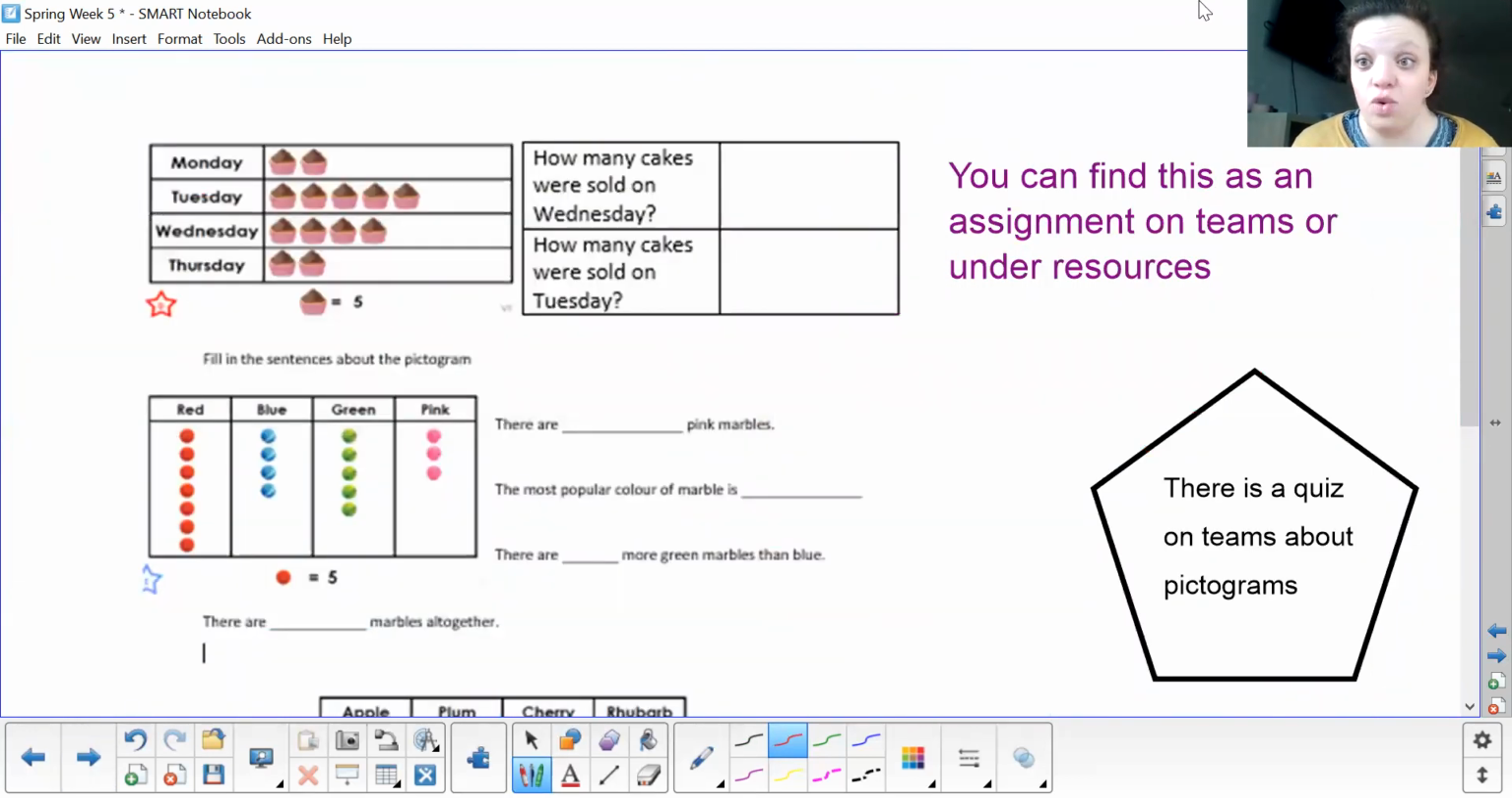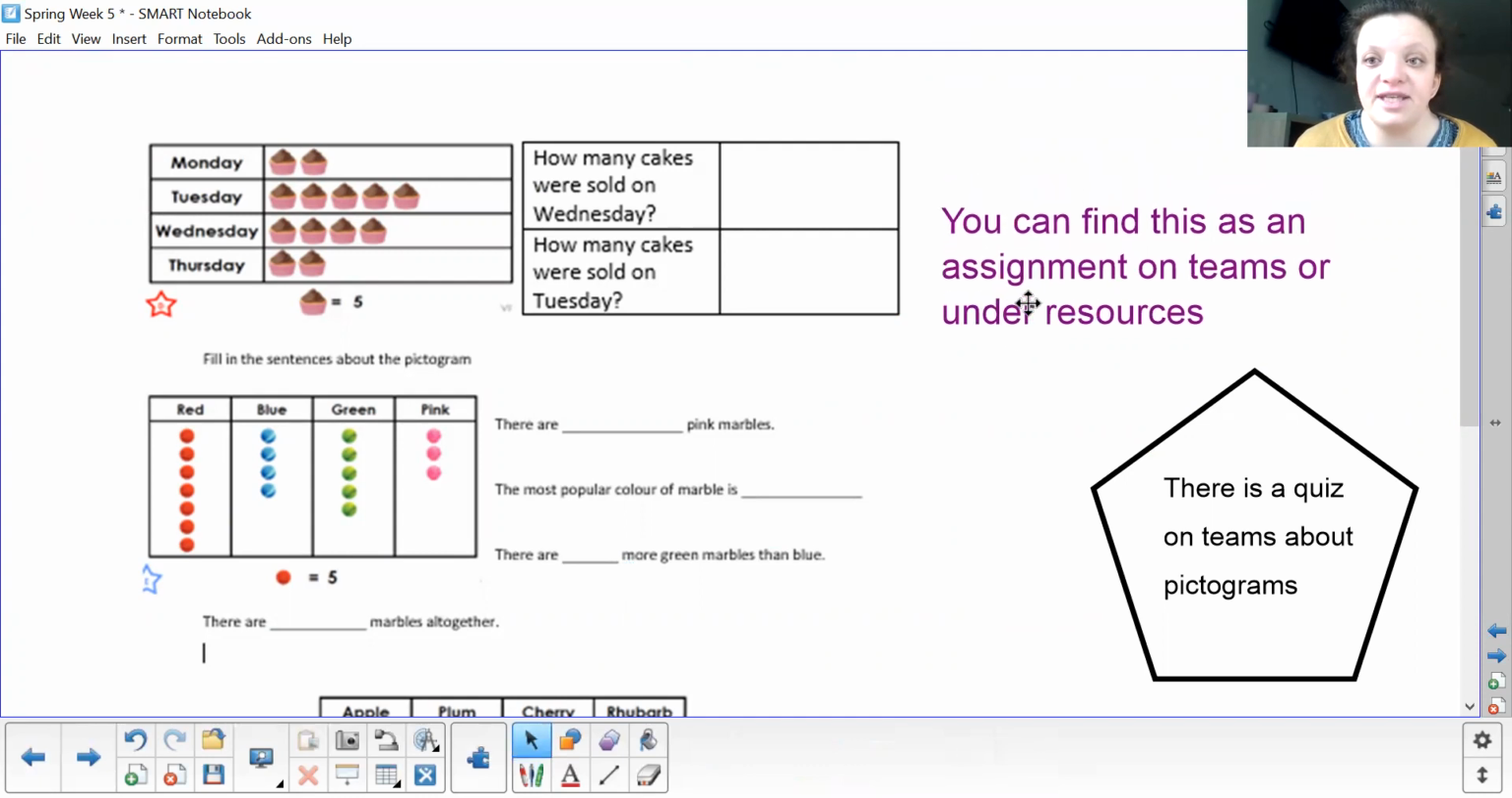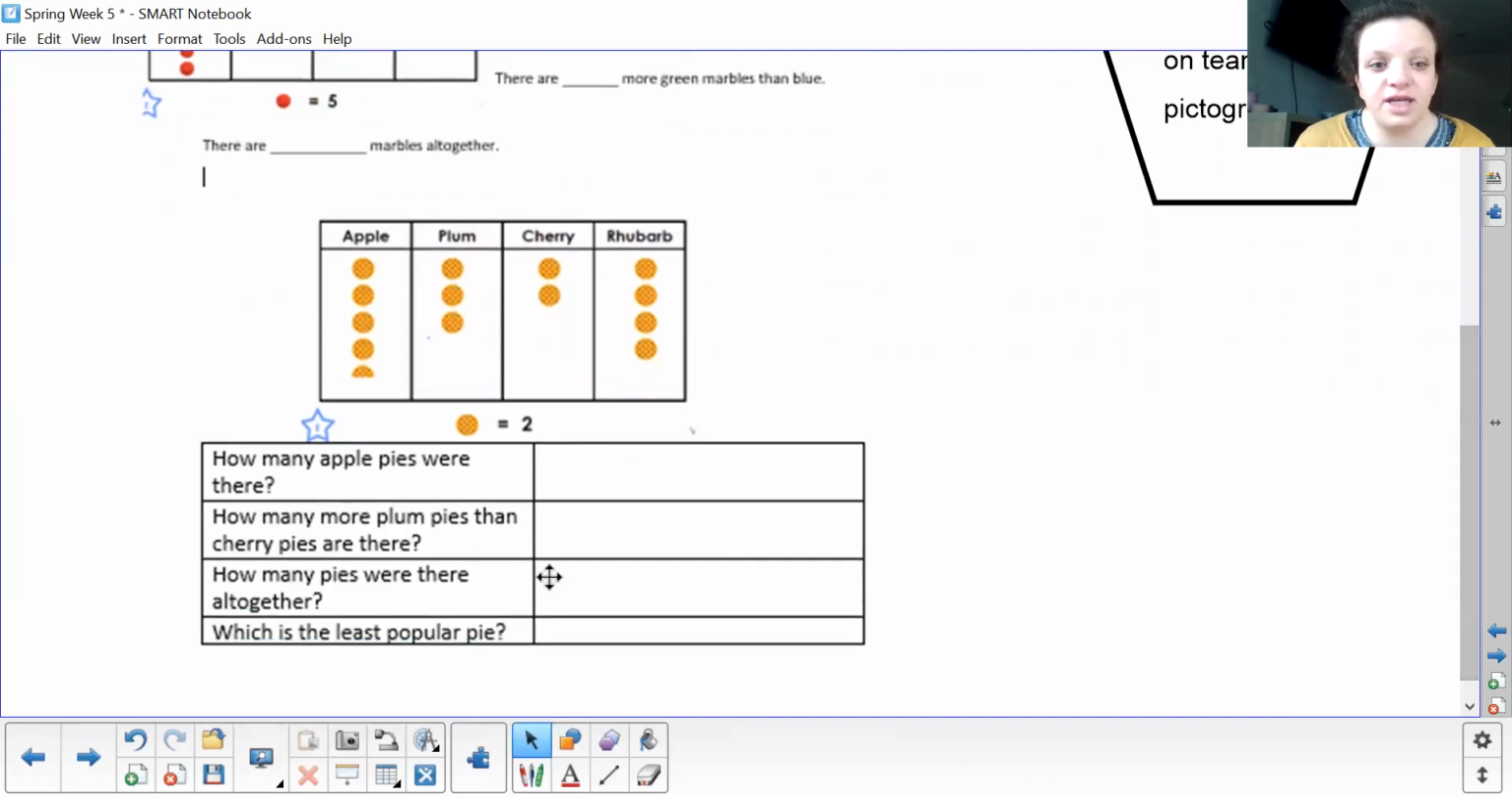Now, there is a quiz that you can do, which is all about reading the pictograms and counting in 2s, 5s and 10s. And then there is also an assignment. You can find this activity as an assignment on Teams, or it's under the resources as a worksheet that you can do. So it's just like what we've been doing together. It's got a pictogram, which has got a key. You've got to answer the questions and fill them in. And the same here, you've got to fill them in, type them in, the answers. There are how many pink marbles, how many cakes were sold on Wednesday. And then you've also got some extra bits and pieces to do down here as well.